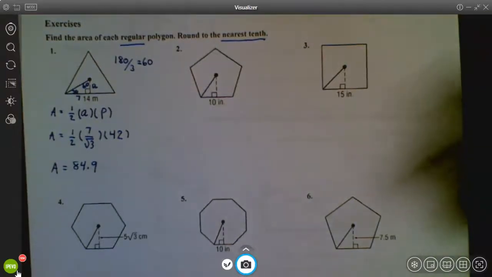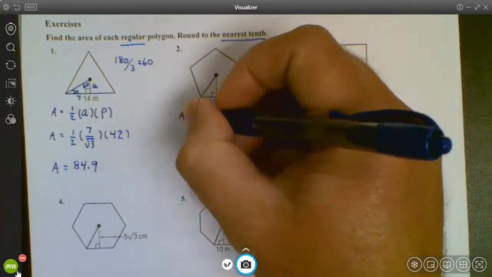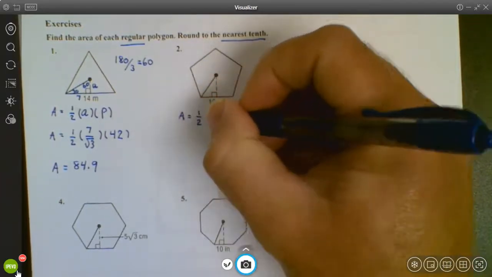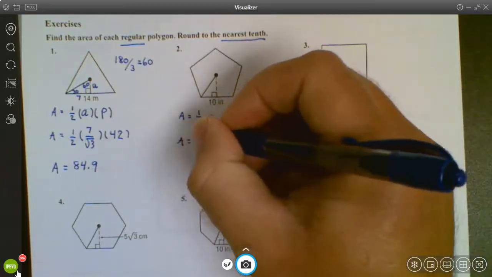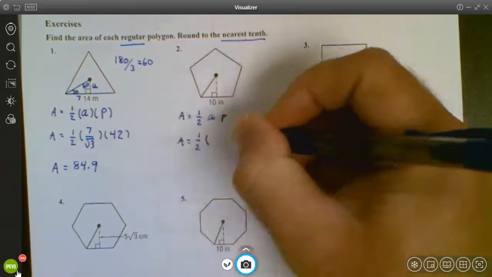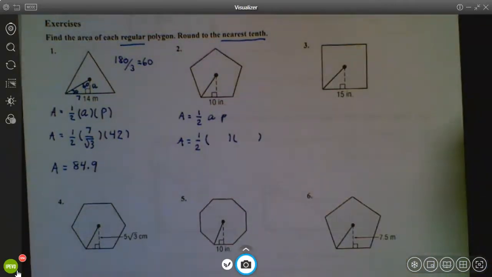I'm going to start with the same setup here. So let's go with the formula. And let's start plugging in some numbers. We're going to find our apothem. We're going to find our perimeter. Let's just take advantage of whatever they give us to start with.